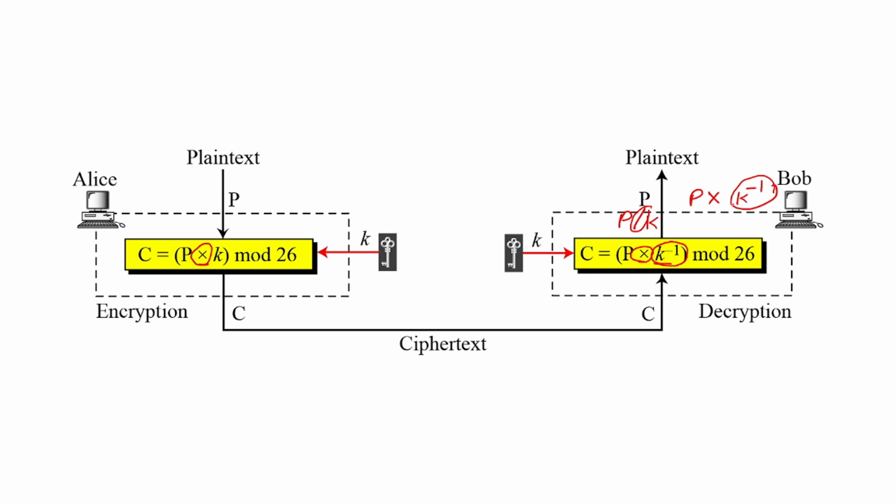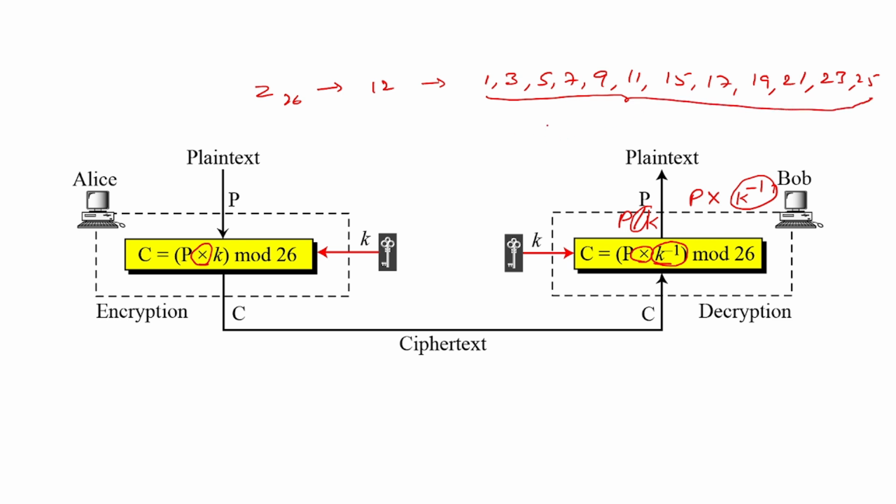Okay, so in Z26 we have 12 integers that contain multiplicative inverses. That means, what are those values? 1, 3, 5, 7, 9, 11, 15, 17, 19, 21, 23, 25. All these 12 integer values contain multiplicative inverses.